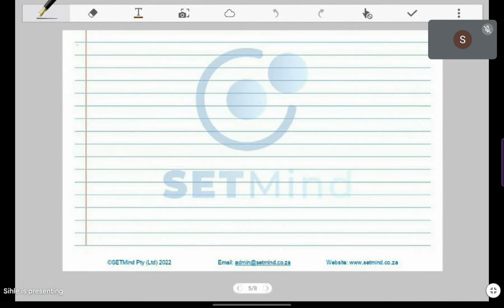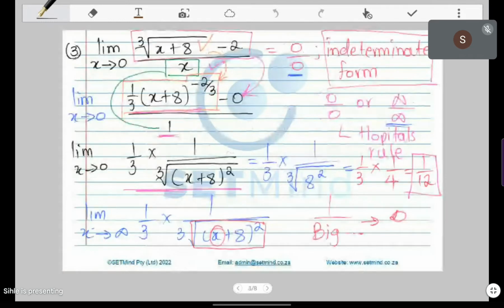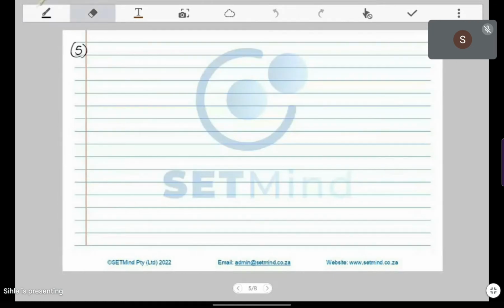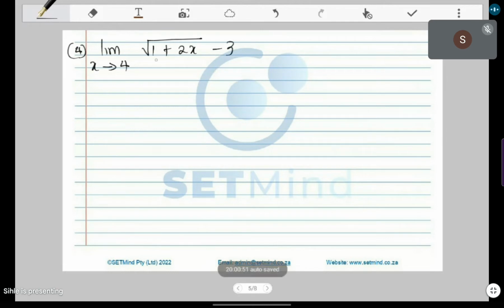So let me take another limit question and see what's going on. So this one should be 5. Hope I'm not losing track. Okay, should be 4. So the question is the limit as x approaches 4 of the square root of 1 plus 2x minus 3, divided by the square root of x minus 2 minus square root 2.